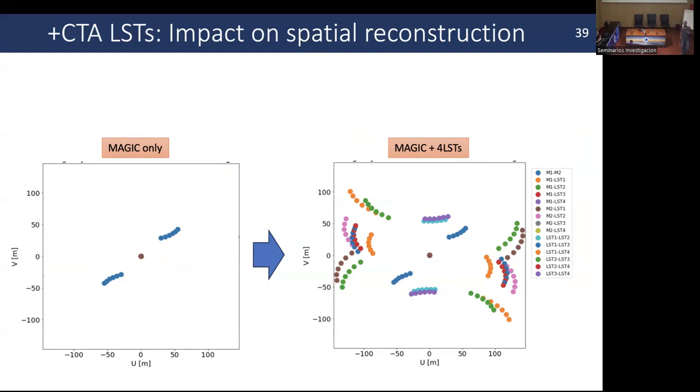Adding more telescopes is not only good because you are more sensitive. It's also good because you have a better spatial reconstruction. When you look with two telescopes at one star, you are only looking at the star in one specific orientation in the sky, along some direction in the sky. And this is shown in this UV plane. The UV plane is the projection of the sky onto the ground.